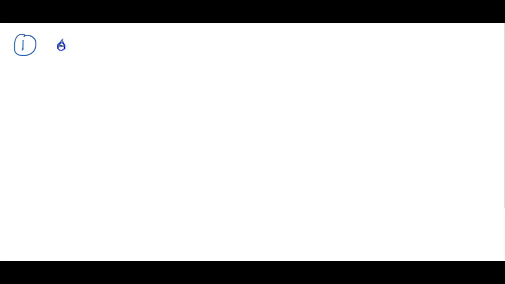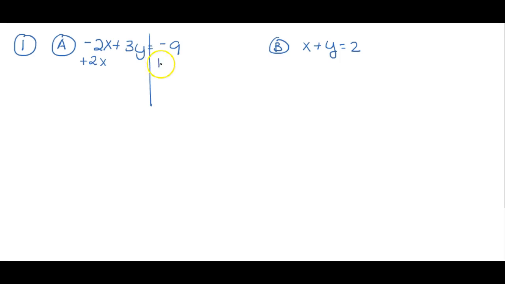So we have equation A, negative 2x plus 3y equals negative 9. Equation B, x plus y equals 2. This will sometimes happen. Remember, we just have to get them into slope-intercept form. So I'm just going to go through really quickly and turn them into slope-intercept form. Remember, there are other videos about that as well if you need that.